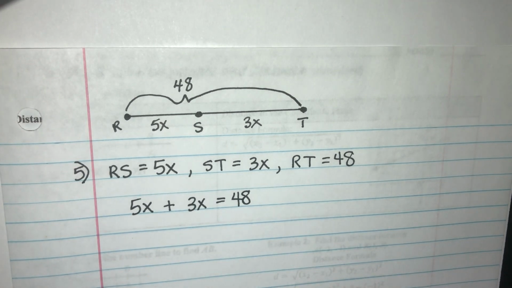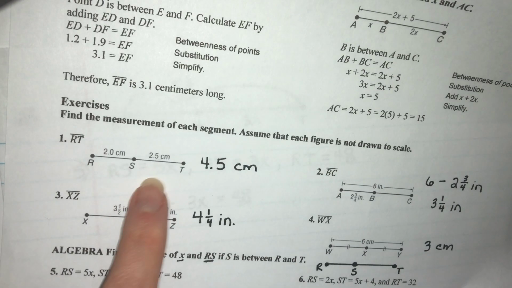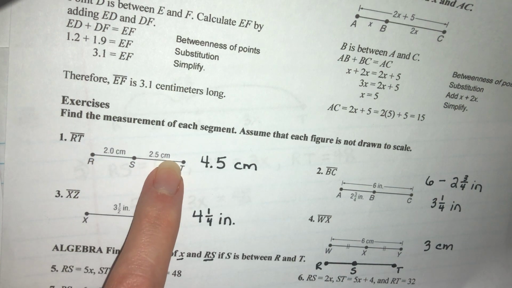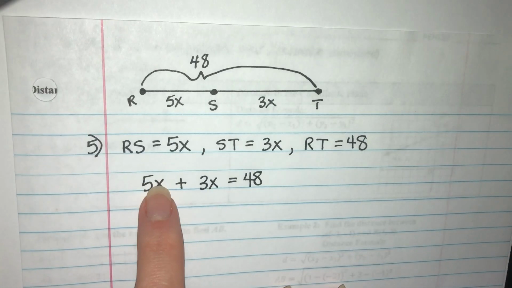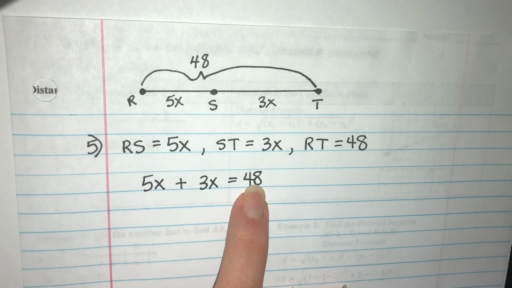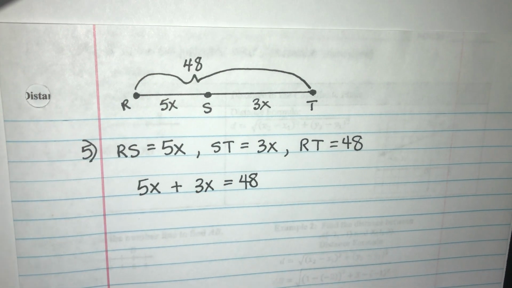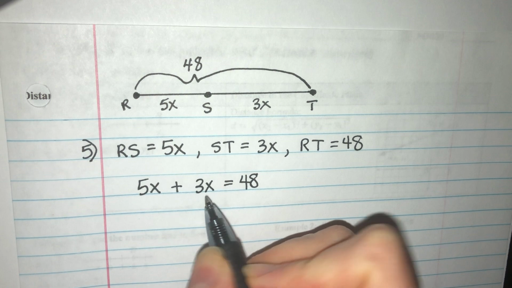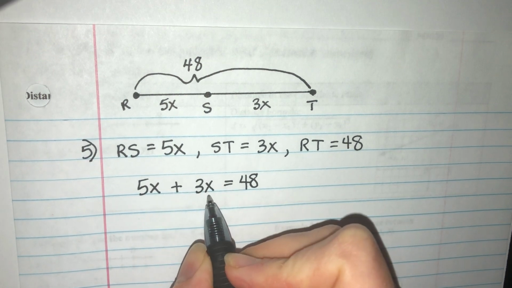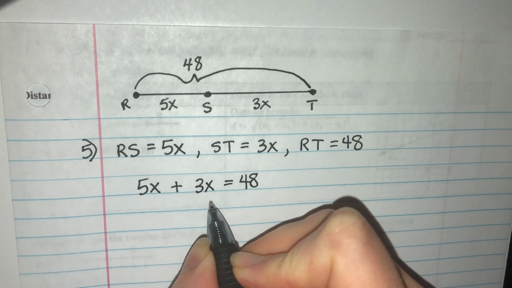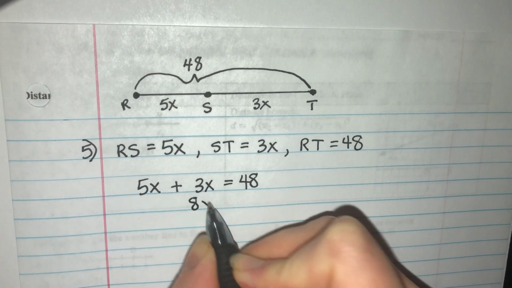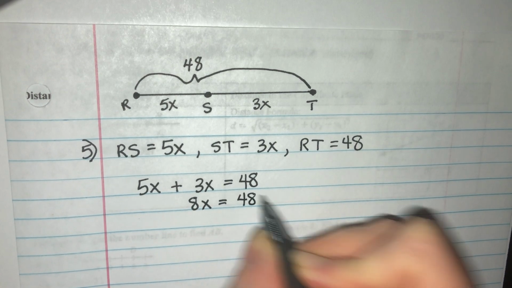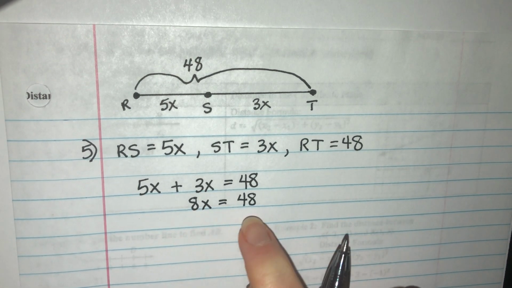This problem is very much like problem number 1 that we worked, except instead of adding up two numbers, I'm writing two variable expressions and adding those together, setting them equal to the total length. Once we've written our equation, we need to solve for x. Do you remember what you get when you add 5x plus 3x? It's kind of like adding 5 apples and 3 apples. It's going to be 8 apples, or 8x here, equals 48.